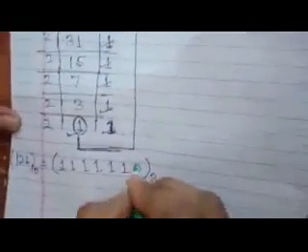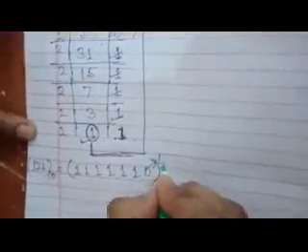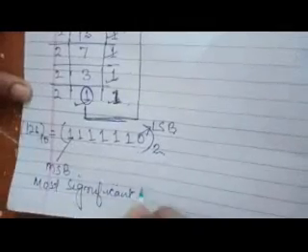The bit in the rightmost position is known as the least significant bit, or LSB, and the bit in the leftmost position is called the MSB, meaning most significant bit. So this is the conversion technique of the decimal number system to the binary number system.